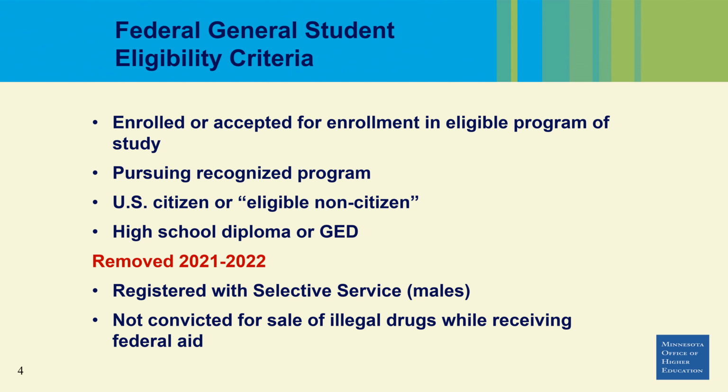These two items have been removed for the 21-22 financial aid year. So previously to this year, males did have to register for selective service, and all students had to be not convicted of possessing or selling illegal drugs while receiving financial aid. So prior to the current financial aid year, students did have to meet these two requirements. These are no longer required in order for students to receive federal financial aid.